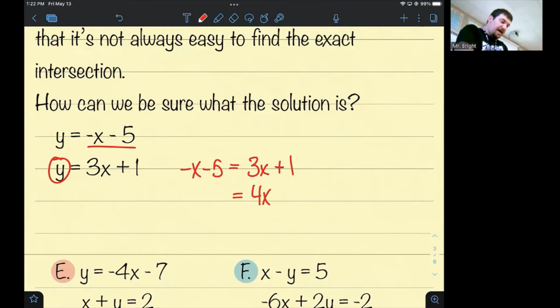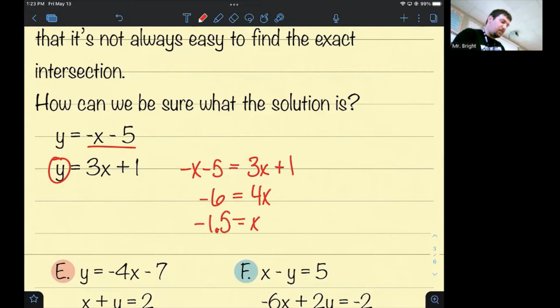Subtract 1 from both sides. That's going to give you -6 on this side. And then divide by 4. You'll get -6/4, which is the same as, Carson? I said -6 divided by 4. -1/2. Yeah, -1/2 or -1.5.